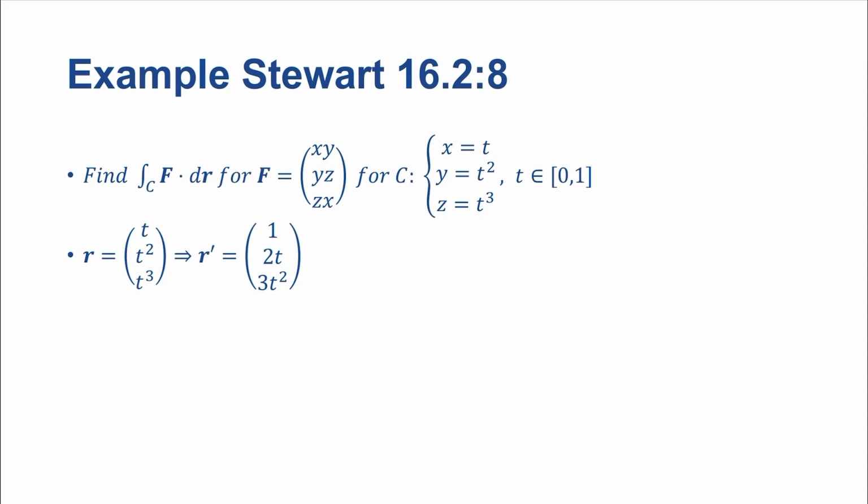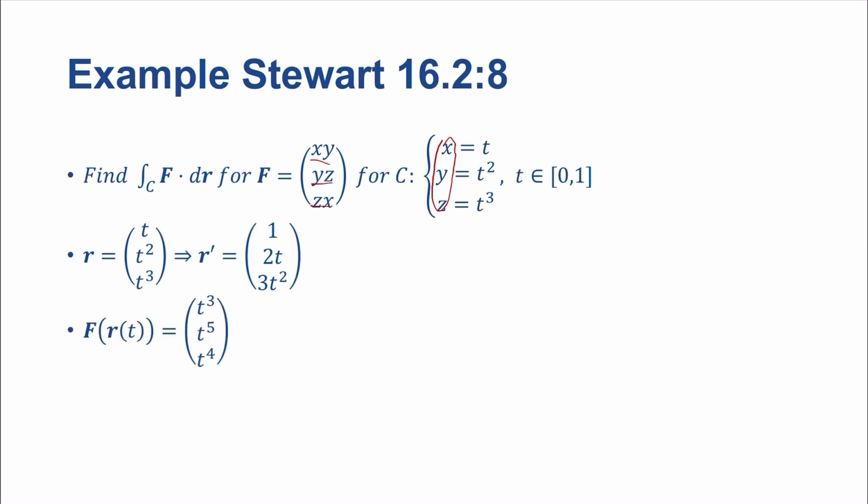So you get r equals t, t squared, t cubed, right? So then we can take the derivative, get 1, 2t, 3t squared. Fairly trivial. Now we've got to find our vector field in terms of r of t. So we have our equations for x, y, and z. So we're going to plug this back into the field, because C is really modeled by r of t.